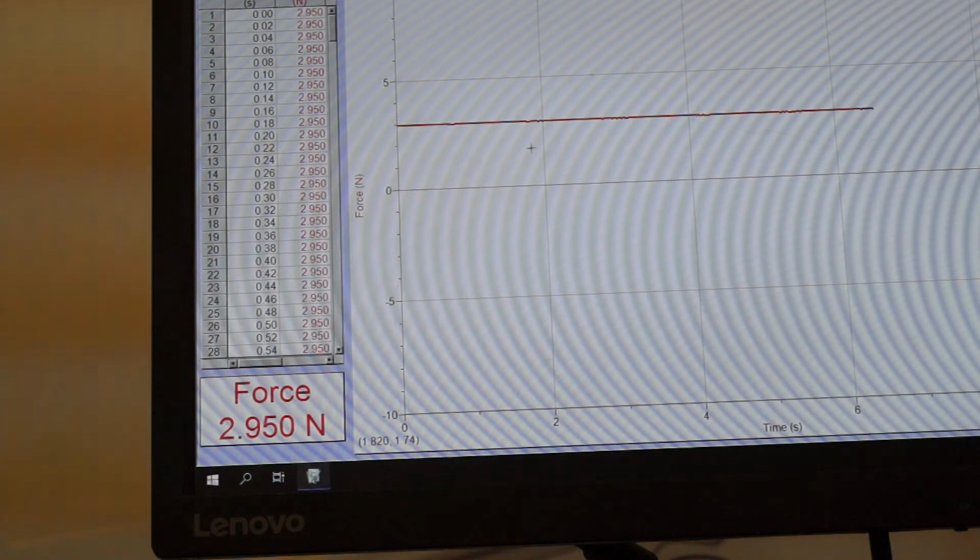I can stop that and then, so here we have a graph. On the y-axis we have force in Newton, on the x-axis we have time in seconds. And this force is a constant force and it's given here, which is 2.95 Newton.